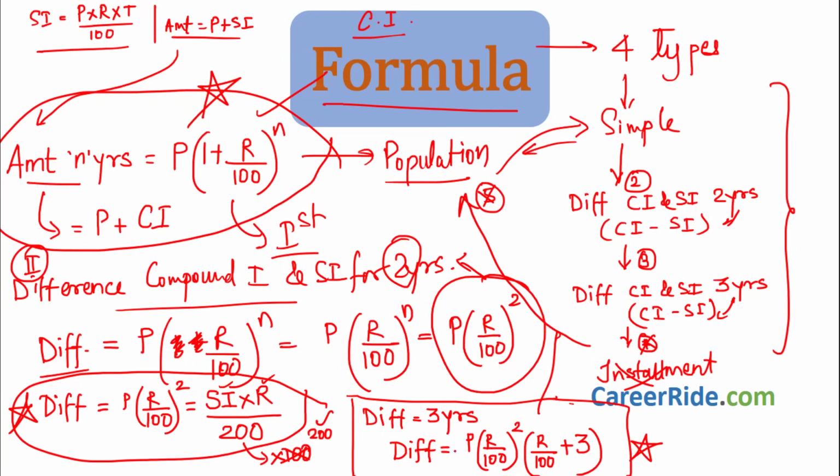Difference for 3 years is P into R upon 100 the whole square. This is like the 2 year sum or the 2 year category. The extra element is R upon 100 plus 3. We will see how to use these 3 formulas while solving sums, and also see how to solve population sums.